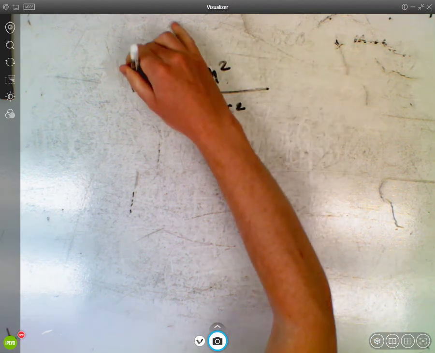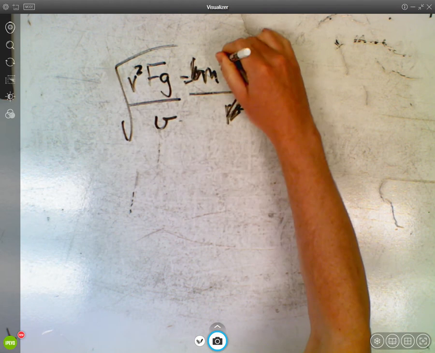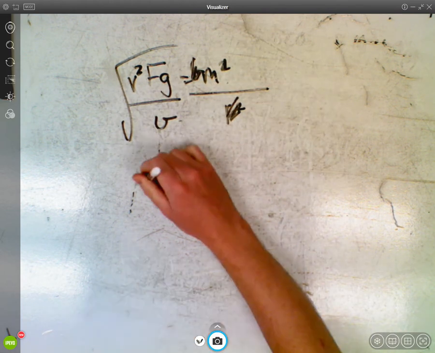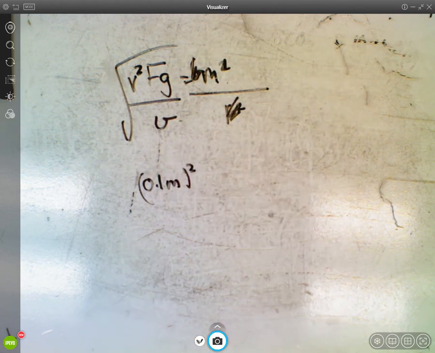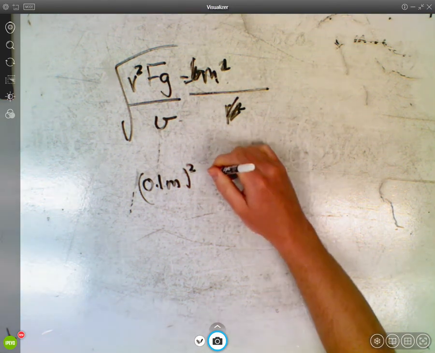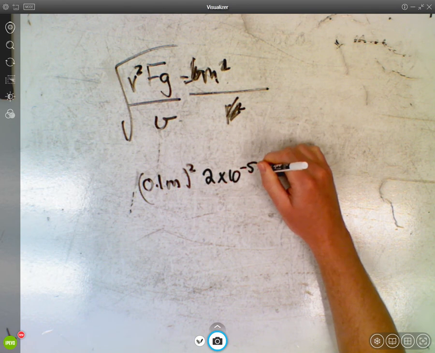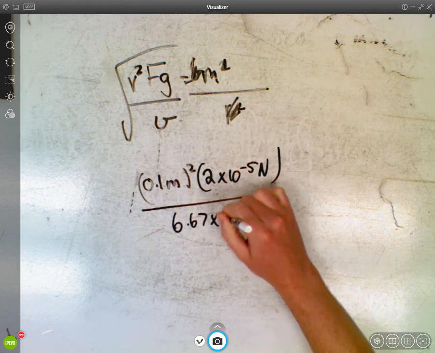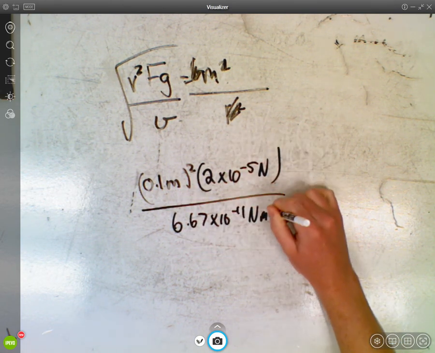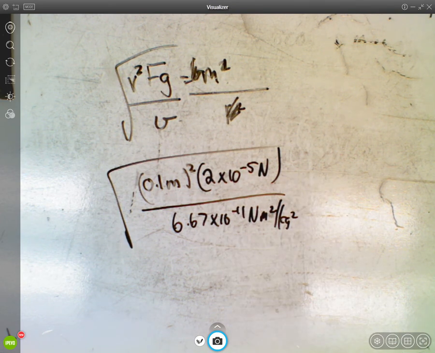If we rearrange this, we can find out what the mass is. So we just go 0.1 meters squared, times the force of gravity, which they gave us in the question, 2 times 10 to the negative 5 newtons, all divided by 6.67 times 10 to the negative 11 newtons meters squared per kilogram squared, all square root, and we can get our answer.